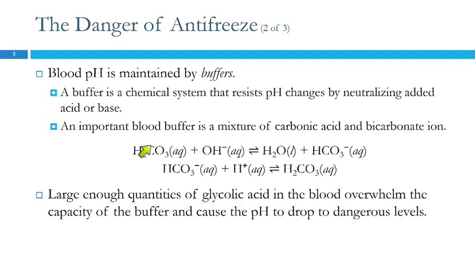So here's carbonic acid. That's a weak acid. It can react with hydroxide ion to form water and hydrogen carbonate ion. Hydrogen carbonate ion, being the conjugate base, can react with hydrogen ion to form carbonic acid. And so because both of these are present in large quantities, no matter what you put in there, one of these can neutralize it. Normally that works really well, but if you get enough glycolic acid in there, it can overwhelm the buffer. The buffer can only do so much.